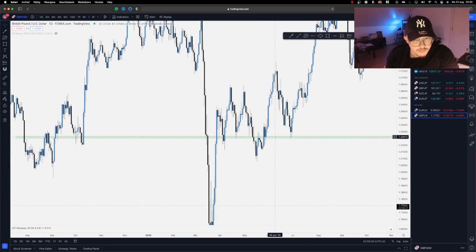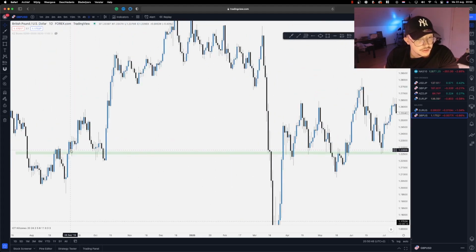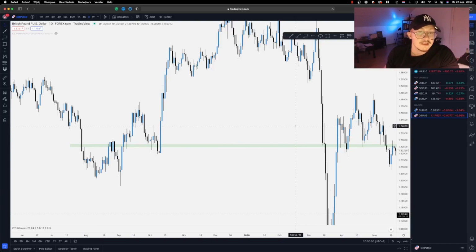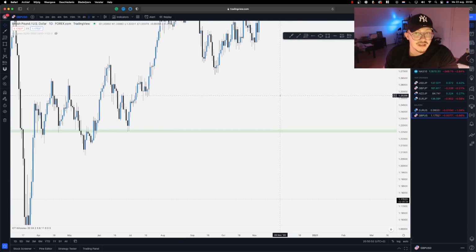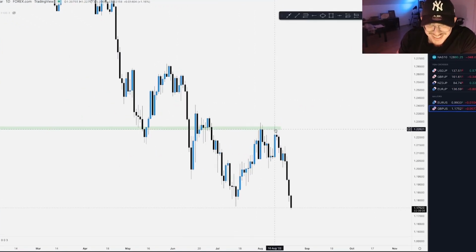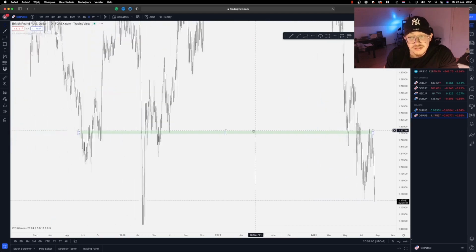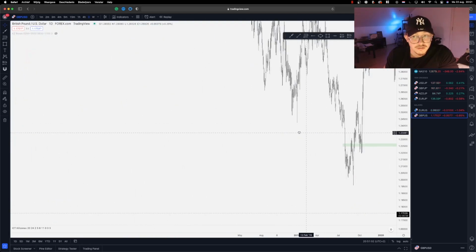We have support, support, resistance, support, support, a little bit of support, support, support, resistance. As you can see, this box that I just drew, which I based on these two points, is valid for this whole GU chart.